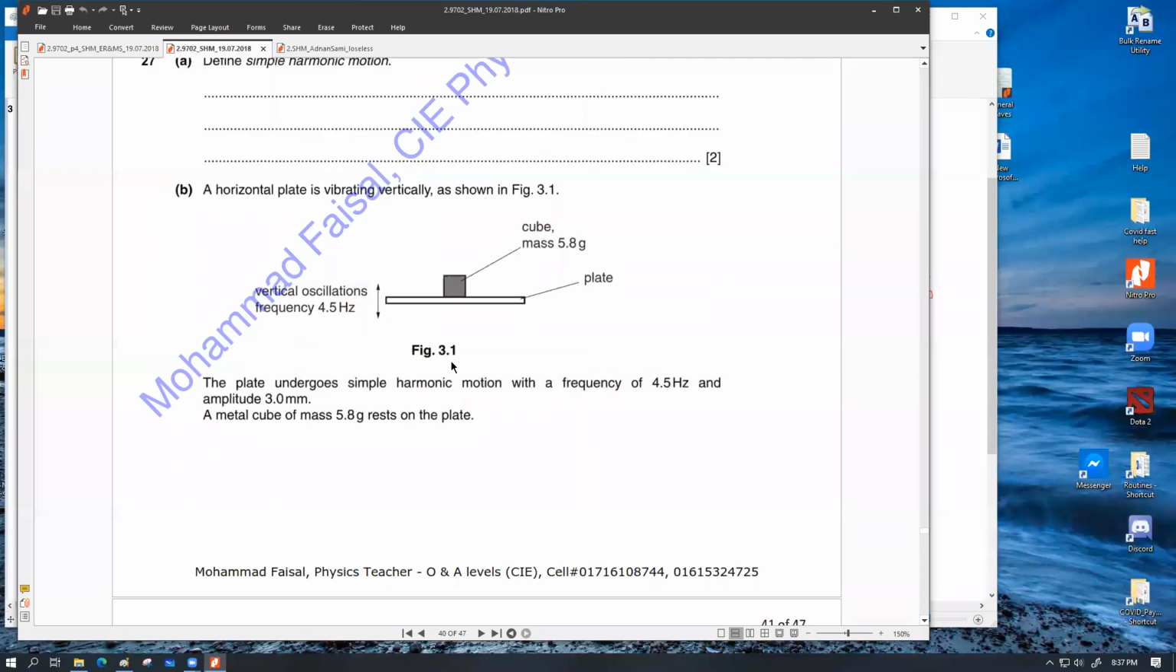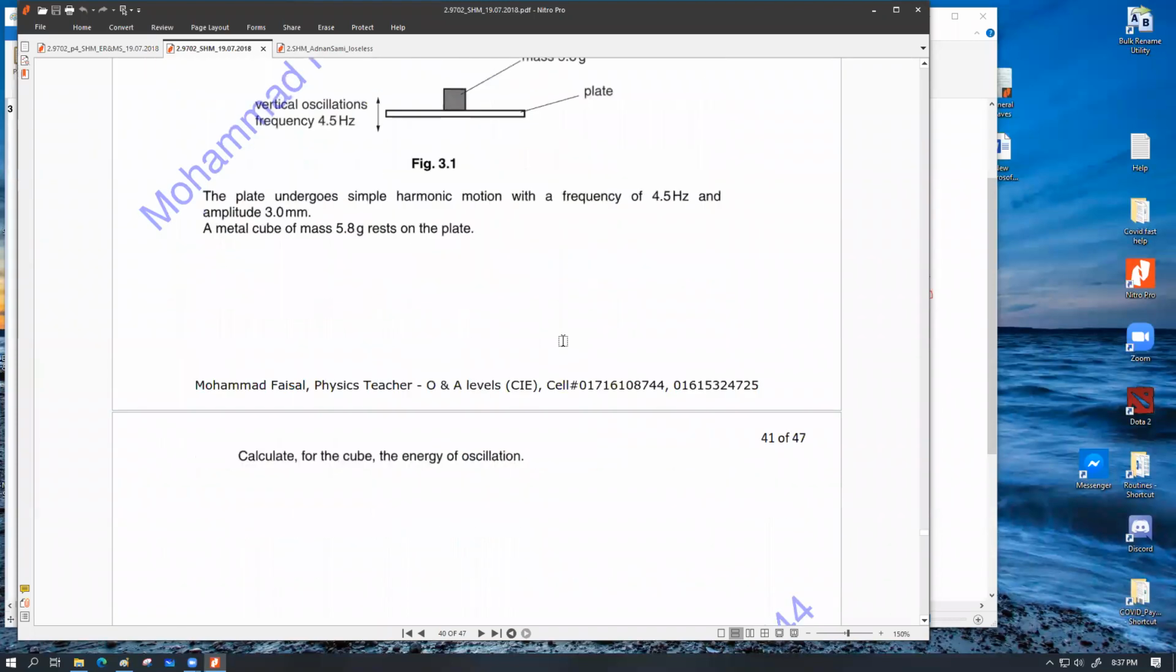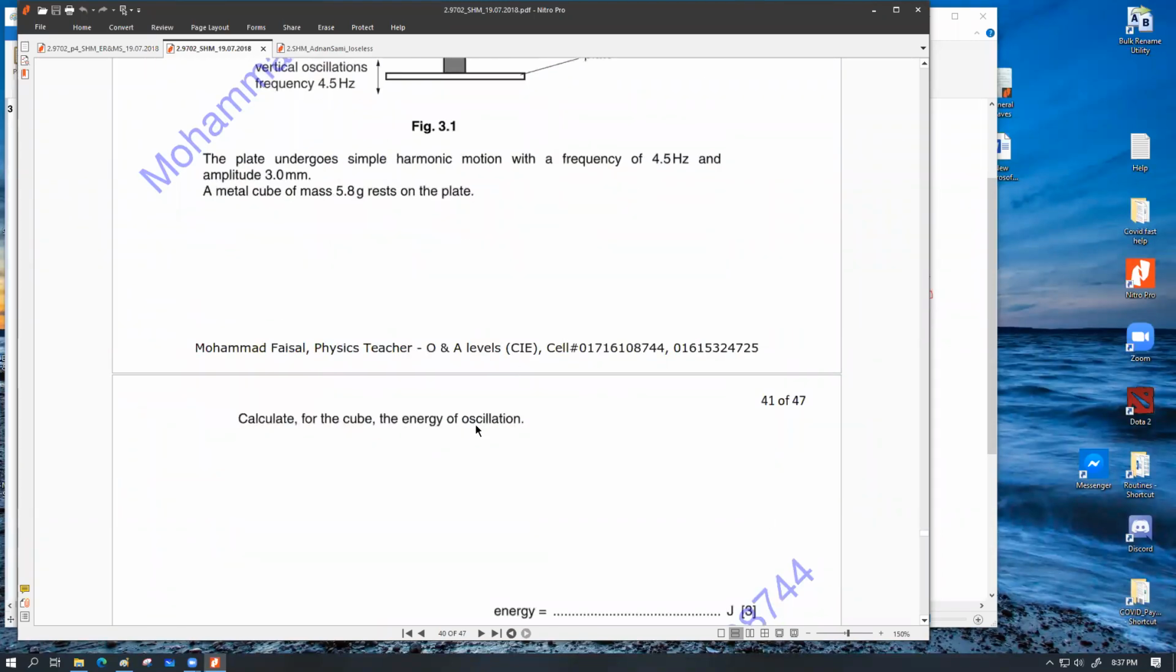Now, the plate undergoes simple harmonic motion with a frequency of 4.5 hertz and an amplitude of 3.0 millimeter. A metal cube of mass 5.8 gram rests on the plate. Okay. Calculate for the cube the energy of the oscillation. Energy of oscillation is the total energy of the oscillation.